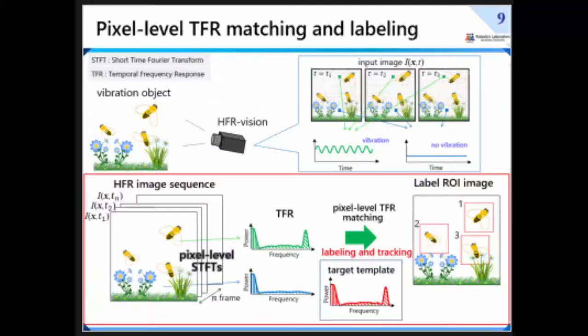This is pixel-level TFR matching and labeling using high-frame vision as I propose. As we use high-frame vision, we can see vibrating frequency at dozens or hundreds of hertz on a pixel. After that, since we apply pixel-level STFTs for all the pixels, we can extract TFR in a pixel, and we can extract multiple vibration regions from the similarity image using pixel-level TFR matching and labeling.